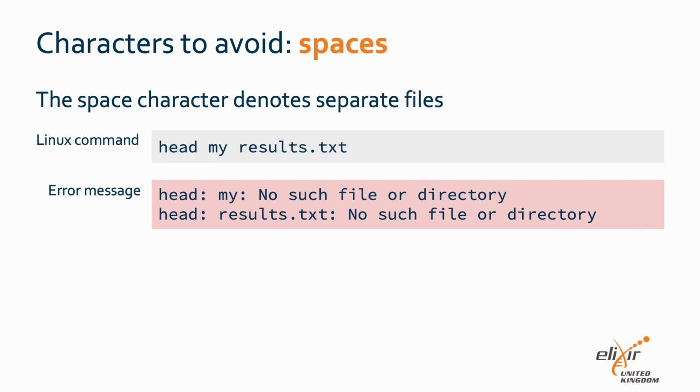Here is another example where a file name containing a special character causes problems. In this example, the same head command is used to read the top of a file called my results. In Linux, the space character is used to delimit files, so here the head command attempts to read two files called my and results. Again, an error is thrown because two files with these names are not found.